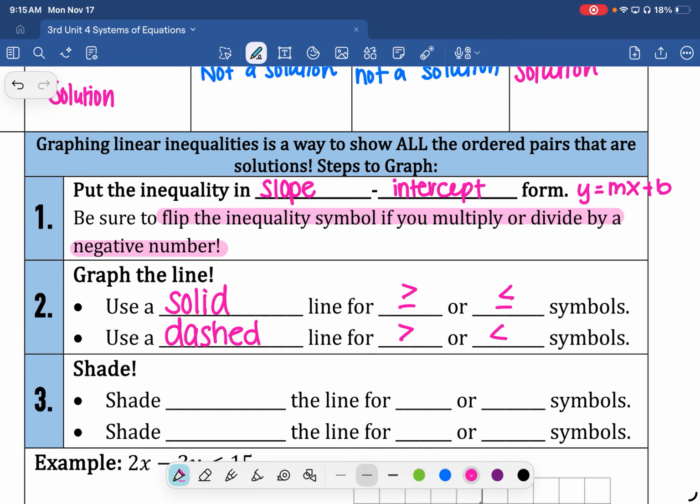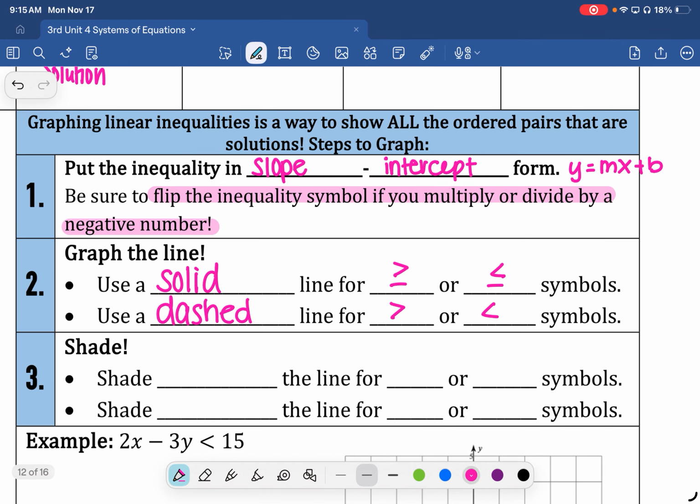Now, we are going to shade the region that makes the inequality true. We are going to shade above the line whenever we have greater than or equal to or greater than symbols. So if it is greater, we go above. We're going to shade below for y is less than or equal to, or just less than.